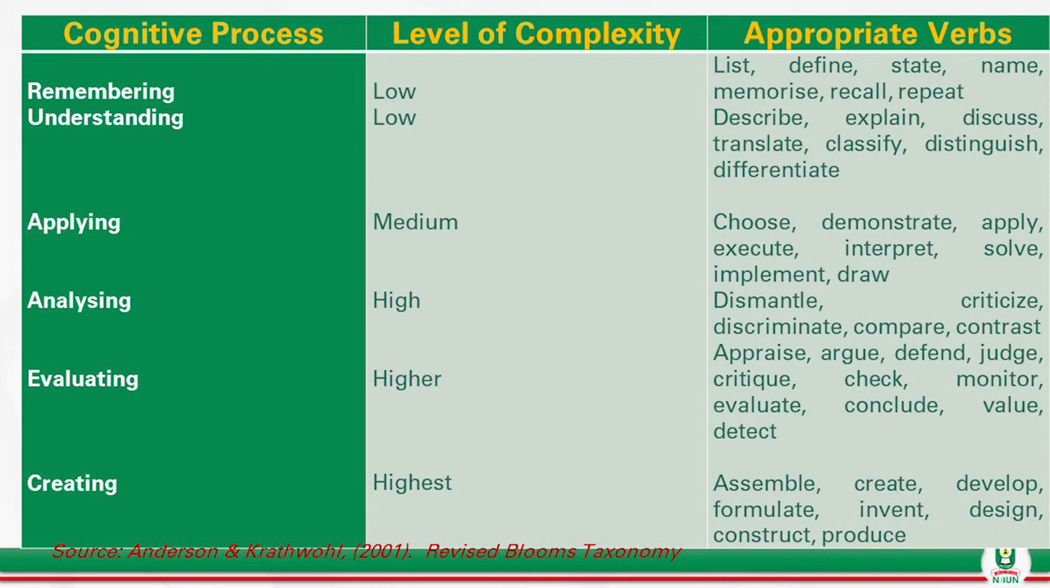Analyzing is a higher level, and therefore we have words like dismantle, criticize, discriminate, compare, and contrast. Then we have evaluating, which is a higher level, and we can use terms like appraise, argue, defend, judge, critique, check, monitor, evaluate, conclude, value, or detect. And creating is the highest level, and we can use terms like assemble, create, develop, formulate, invent, design, construct, or produce.